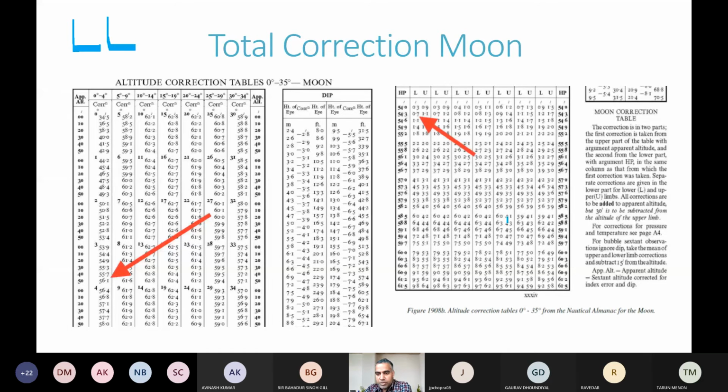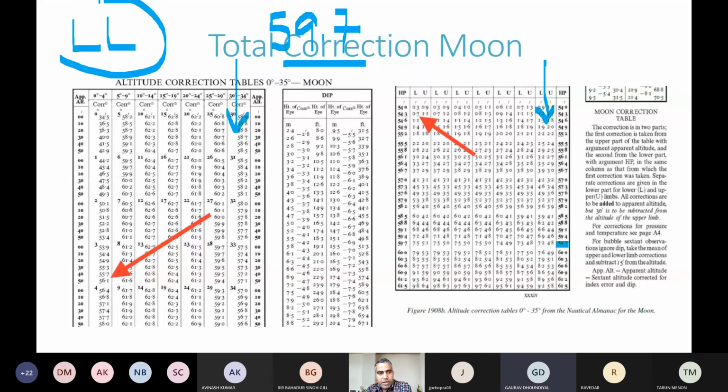Let's say the HP we have obtained from the almanac is 59.7. This we have obtained from the daily page. So let us say the altitude was 32 degrees. When we enter into this column, we see the HP equal to 59.7. This is where we have that HP. Now we see there are two values given, 7.2 and 4.8. Which value will we pick up? It is a lower limb observation. So we pick up the value under L. The value is 7.2. So this is our HP correction.